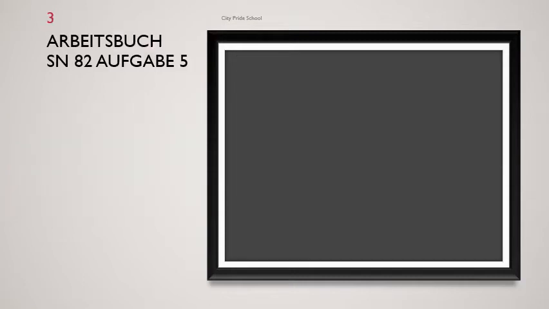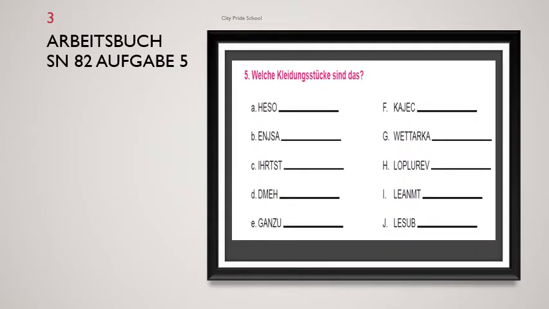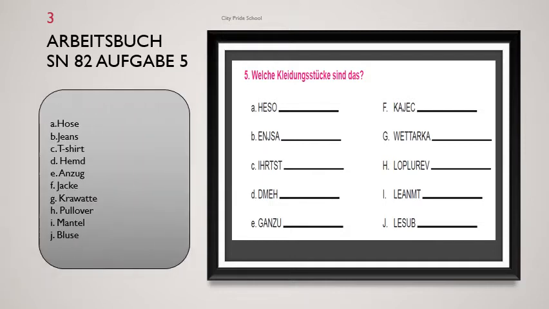Now let's solve Aufgabe 5 on page number 82. It is just a revision of Kleidungsstücke. I hope you remember Kleidungsstücke auf Deutsch. Welche Kleidungsstücke sind das? So which are these clothes? They have given the jumbled words and you have to guess which clothes these are. Definitely in our live class we will discuss the same, but here I would like to discuss the answers also. Purposely I have given the answers so it will be easier for you.